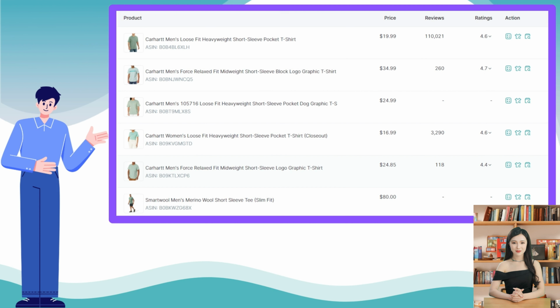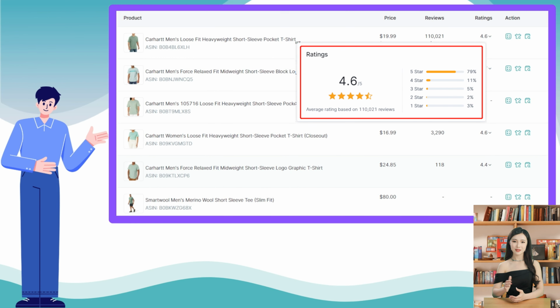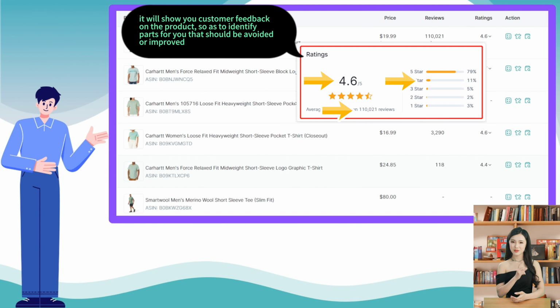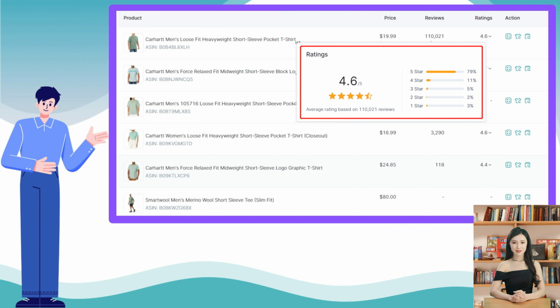Additionally, when you hover your mouse over the downward-facing arrow, a new page will display the average rating of reviews for the product, the total number of reviews, and the distribution of reviews from 1 star to 5 stars. In this way, it will show you customer feedback on the product, so as to identify parts for you that should be avoided or improved.